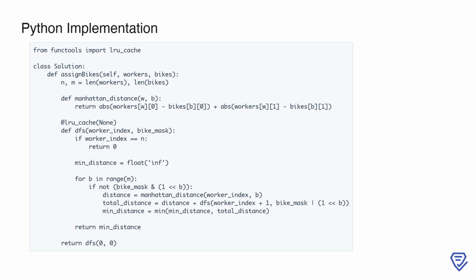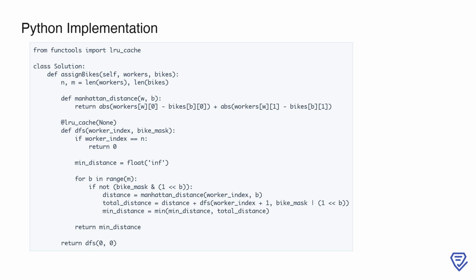This Python implementation solves the Campus Bikes 2 problem using a depth-first search (DFS) approach with memoization to optimize the solution. First, we calculate the Manhattan distance between any worker and bike, which is the sum of the absolute differences of their coordinates. The Manhattan distance is used to assess the cost of assigning a bike to a worker. The DFS function is used to explore all possible assignments of bikes to workers. It takes two parameters, worker_index, which tracks the current worker being considered, and bike_mask, a bit mask that keeps track of which bikes have already been assigned.